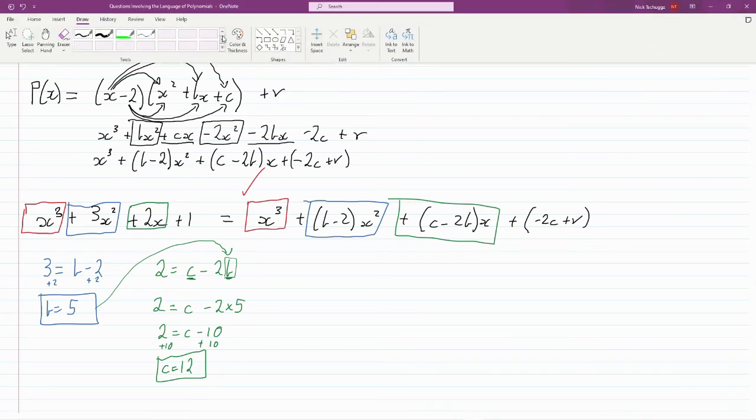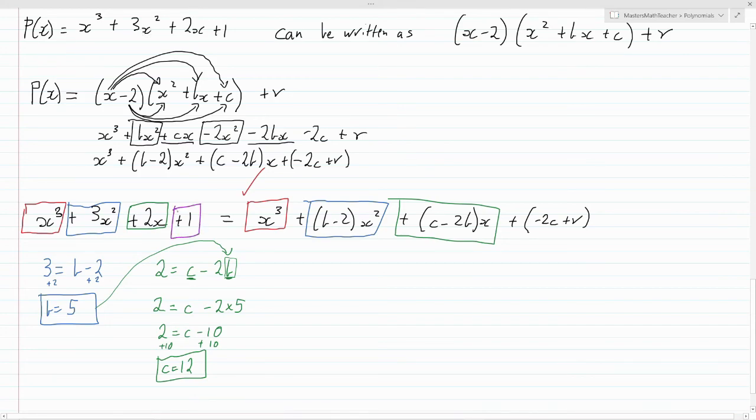So our final one is our constant. So plus 1 and plus negative 2c plus r. So again, we've got 1 equals negative 2c plus r. Again, pause the video and see if you can solve this one. Okay, so we have 1 equals negative 2 times 12 plus r. 1 equals negative 24 plus r. Adding the 24 over, we get r equals 25.